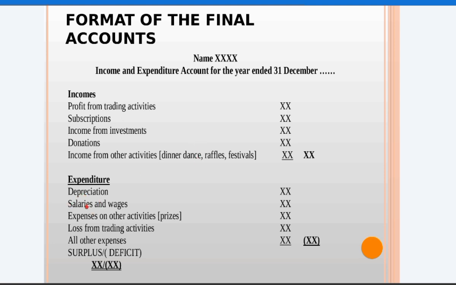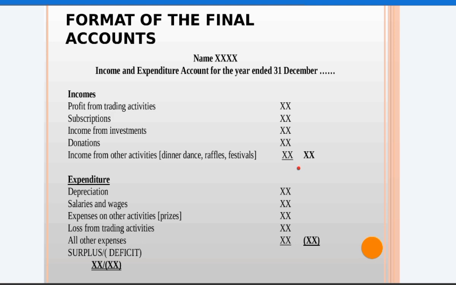And then we have the expenditures. There could be as many as possible. We could have depreciation, salaries, expenses on other activities, and loss from trading activities. So if it is profit, then it becomes income. And if it's a loss, then it becomes an expenditure, and any other expenditure that may be incurred by such organizations.